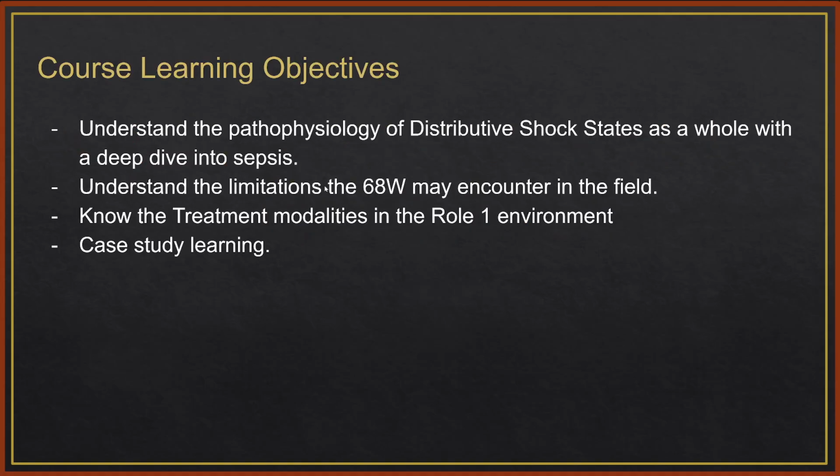Some of our learning objectives for today consist of understanding the pathophysiology of distributive shock, which we have talked about in the past if you've been here for previous lectures, and then breaking that down into sepsis. We're going to talk about the limitations of 68 Whiskey and all providers may encounter while out in the field. We'll go over different treatments across all spectrums of Role 1, which we should know encompasses not only the field but also the aid station. Then we'll go over a simulated case study at the end.